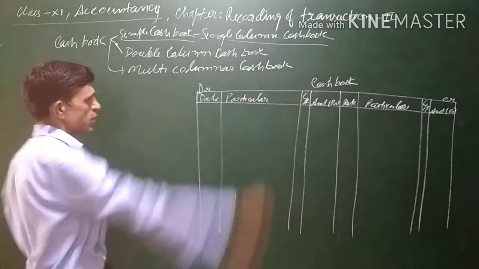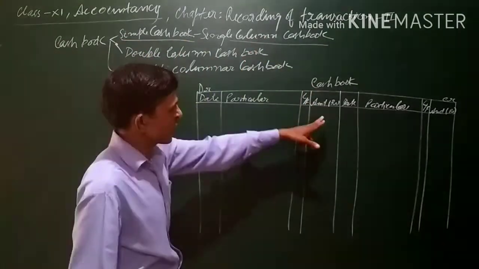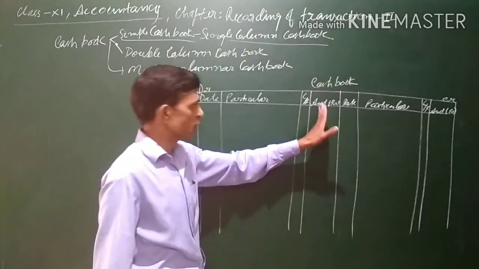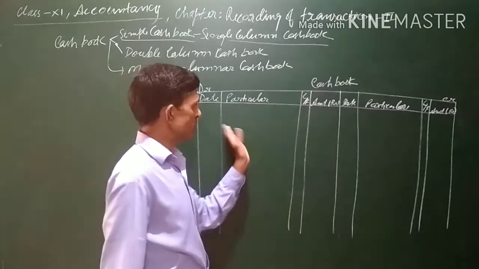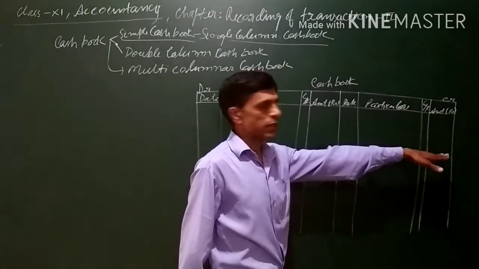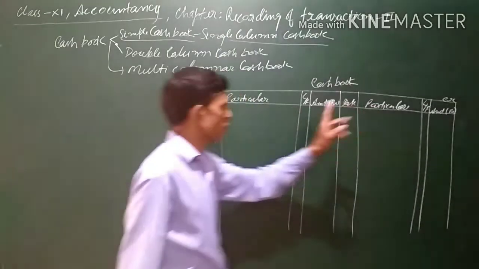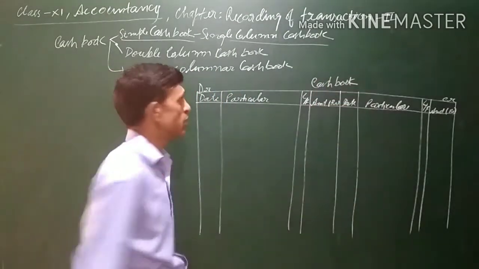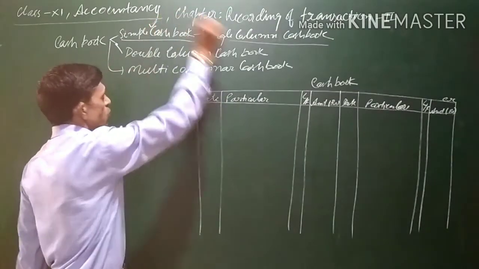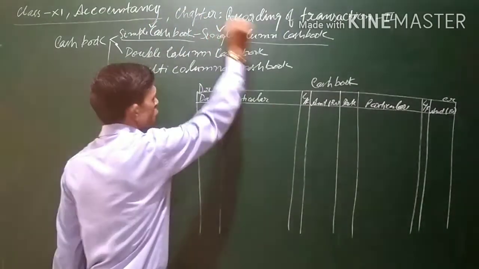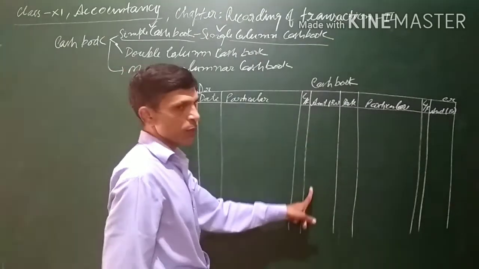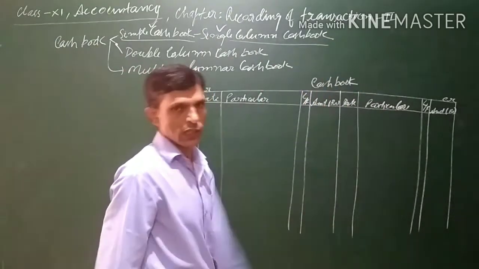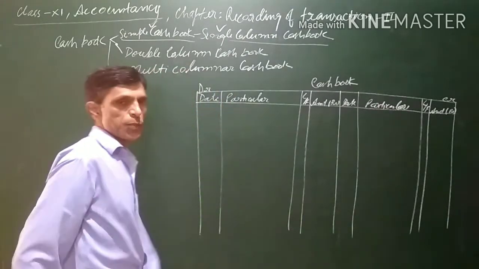This is the format of a simple cash book or single column cash book, where on the debit side as well as on the credit side there is one amount column. This is the debit side, and the right hand side is the credit side. One amount column will be there for cash on the debit side, and as well as on the credit side. So it is also known as single column cash book, since one single amount column is there for recording cash on the debit side and for recording cash on the credit side. That is why it is known as simple column cash book.